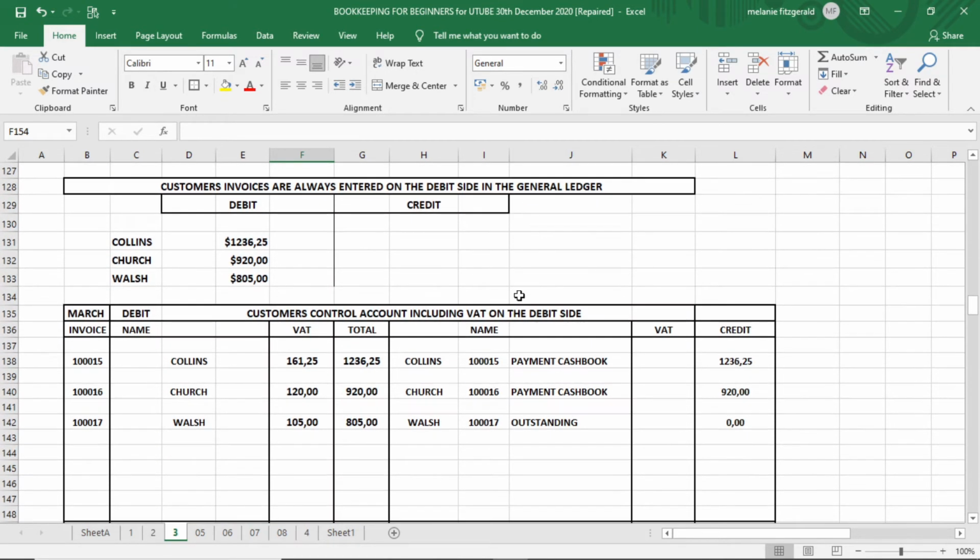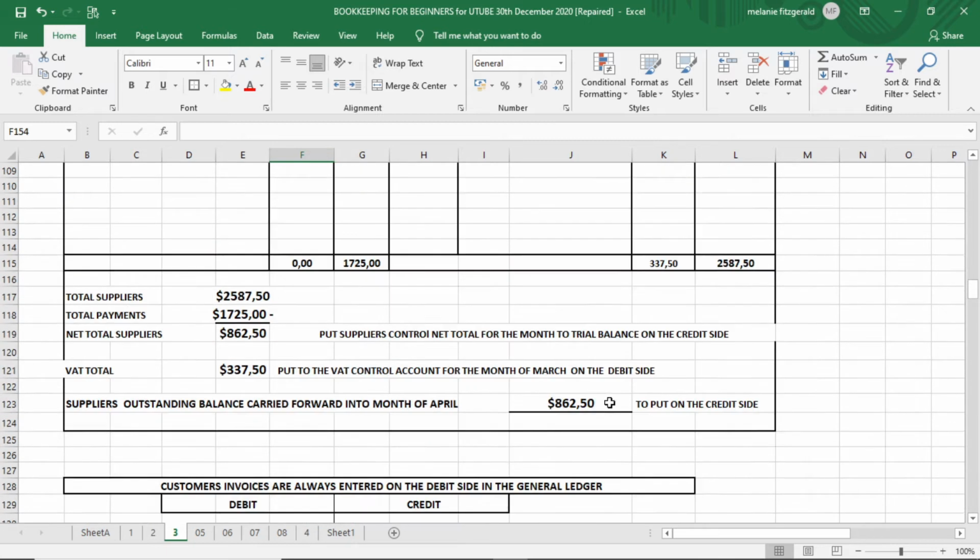As you remember from lesson number 2, we opened up a customer's control account for the customers that actually bought from us. And here are the amounts that they all bought. They came and bought stock from us. But because some of the customers have paid us, like Collins and Church, Welsh didn't, but Collins and Church did, we can now enter their payments on the credit side of the customer's control account.